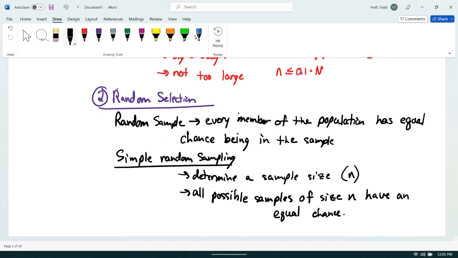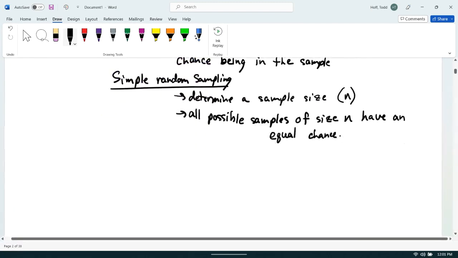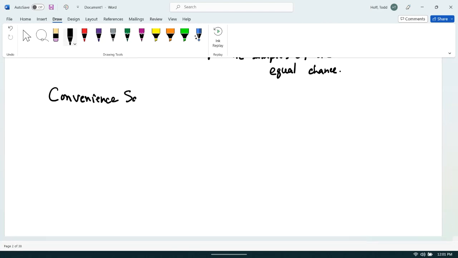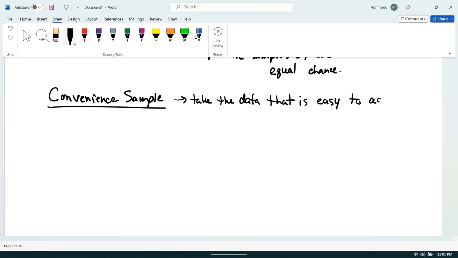So let's look at some sampling techniques and discuss whether they're random or simple random samples. Now, the first one is called a convenience sample. And a convenience sample is simply you take the data that is easy to get. This could be ask your friends. You go out on the street and just talk to the next 50 people you see, whatever. This is not good. It is not random.